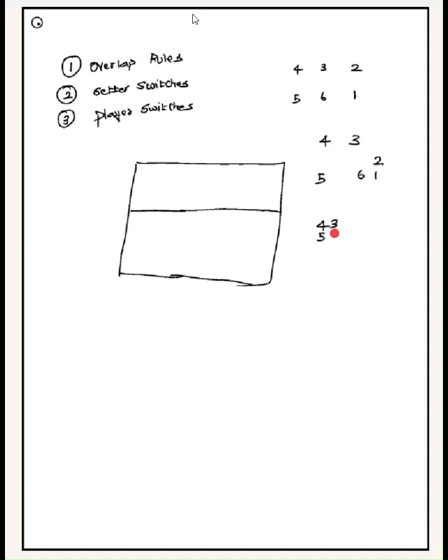But something else can also happen: 4 3 5 6 2 1. This is also a valid position. So basically we need to make sure that the overlap rules I explained are not being violated. Okay, so based on that, we will see how the setter switches and player switches work.